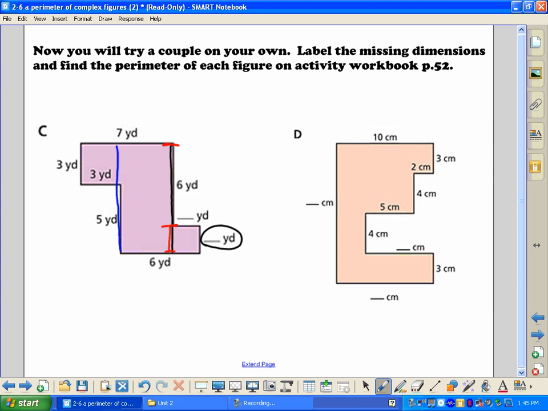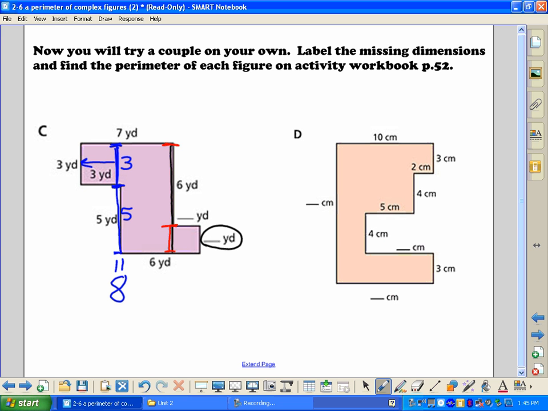Yes. Okay, so let's figure out what the length of my blue line would be. From here to here, how much is it? 5. From here to here, how much is it? 3. Why is from here to here 3? Because the opposite side is 3. So this is 3, this is 5. So what is the length of my blue line? 8. So my blue line equals 8.